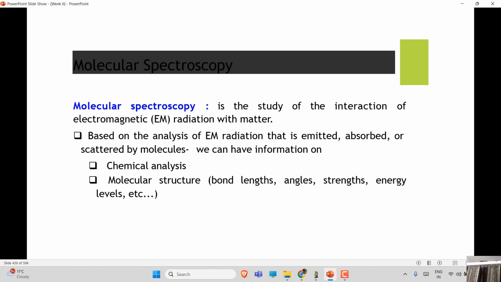Now, molecular spectroscopy is basically the study of the interaction of electromagnetic radiation with matter. So, based on the analysis of EM radiation that is emitted, absorbed, or scattered by molecules, we can have information on chemical analysis, molecular structure like bond lengths, angles, strengths, energy levels, etc.